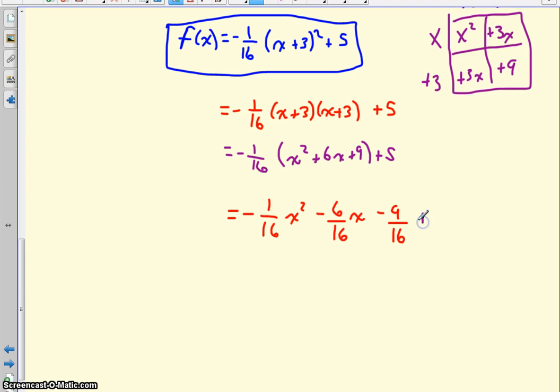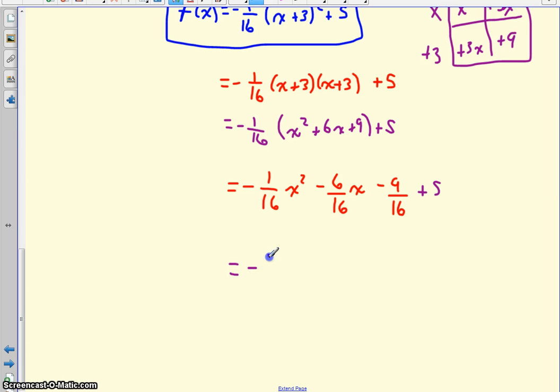Okay, don't forget that plus 5 that was hanging around. That's not multiplied by negative 1 over 16. It's not in the brackets. And then I just need to finish simplifying. So negative 1 over 16 x squared. This simplifies both top and bottom divided by 2, so I get minus 3 over 8x. I get minus 9 over 16 plus 5. 5 is 80 over 16, so remember this is 5 over 1, so multiply both numerator and denominator by 16, get 80 over 16. So that winds up giving me 71 over 16.